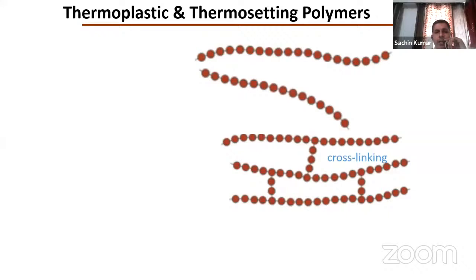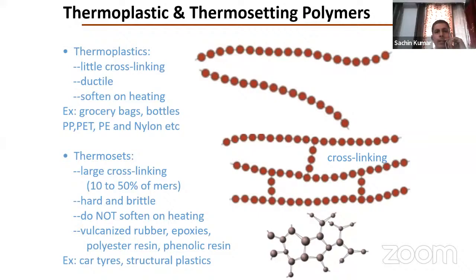Another category is the highly cross linked, which is called a network structure. So depending upon their structure, we can define their application. Thermoplastics are generally PP, PET, polyethylene and nylons. Thermosets, which do not melt, like vulcanized rubber and epoxy, can be used for other kinds of applications.